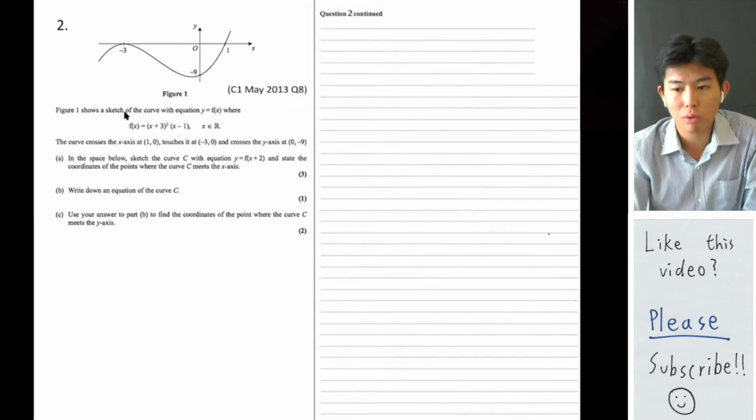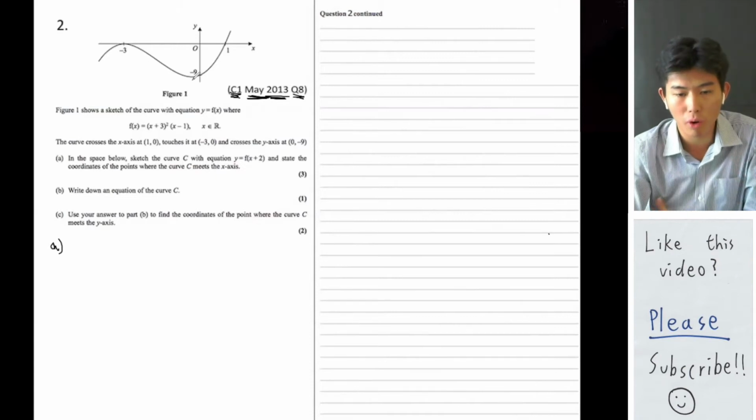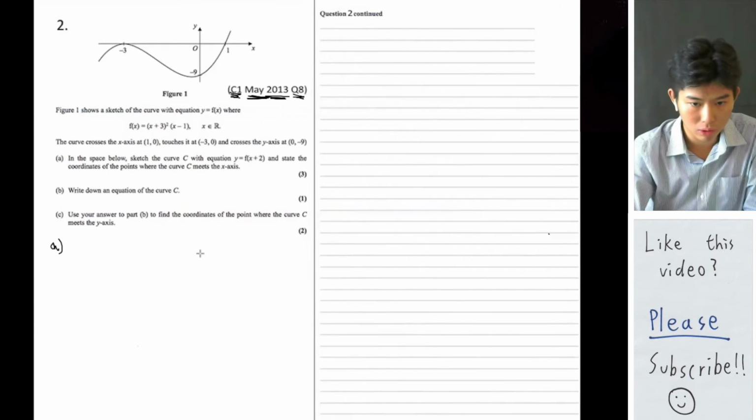Okay, let's move on to question 2. This question here is actually from CE module, May 2013, question 8. For part A, they want us to sketch the curve C with the equation y equals f of x plus 2. So just move the whole curve to the right by 2 units. So it will look something like this.